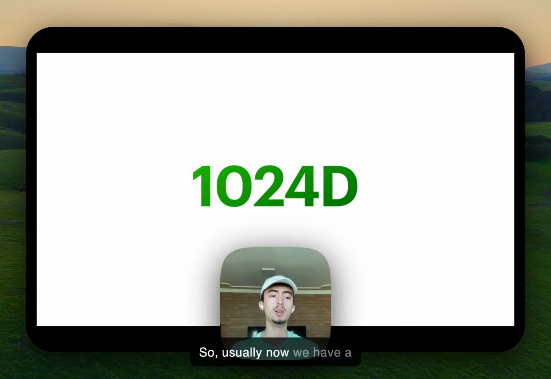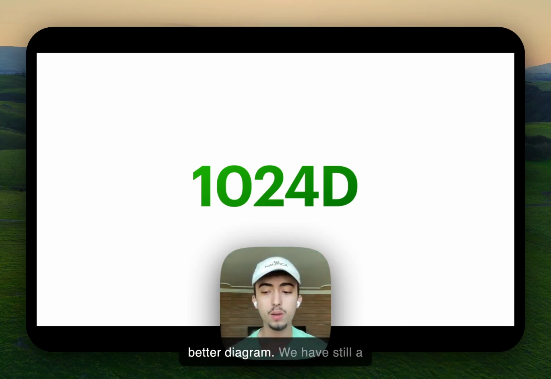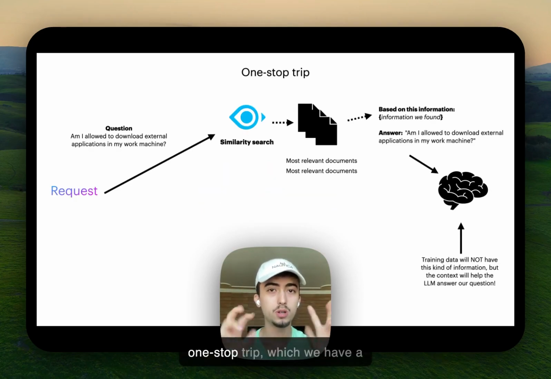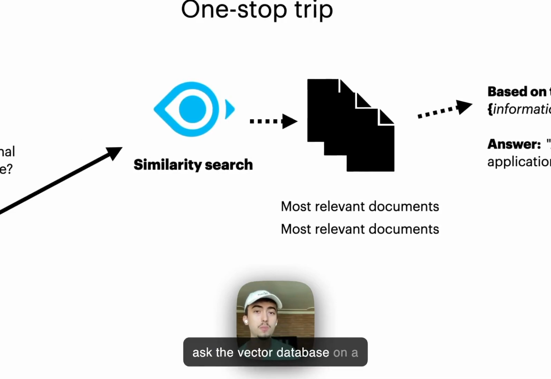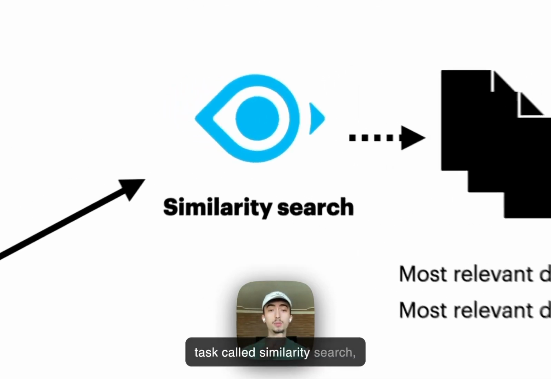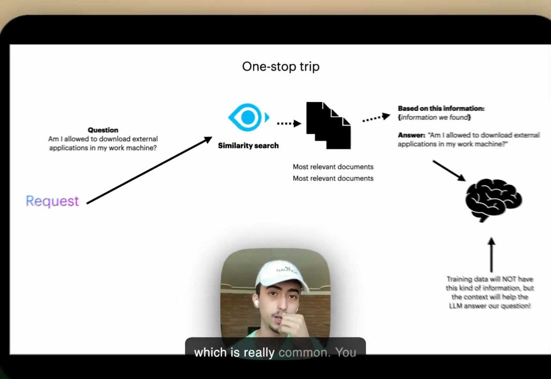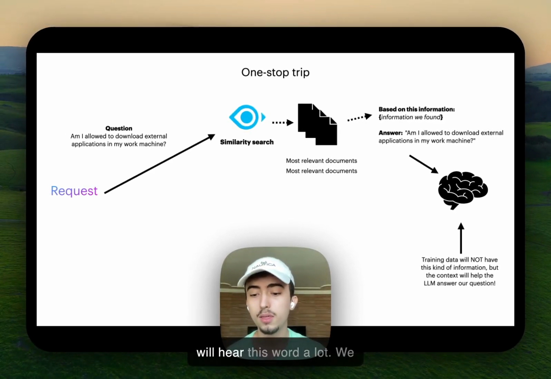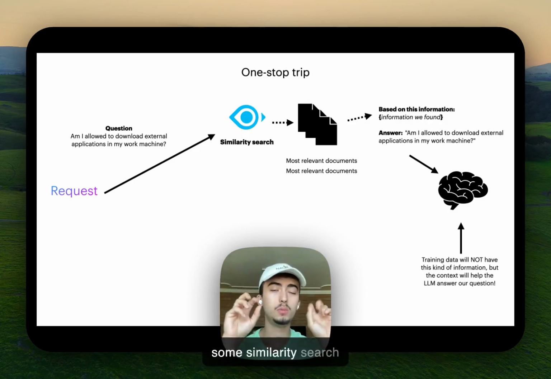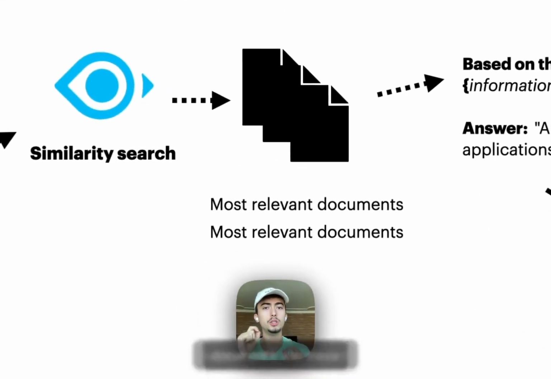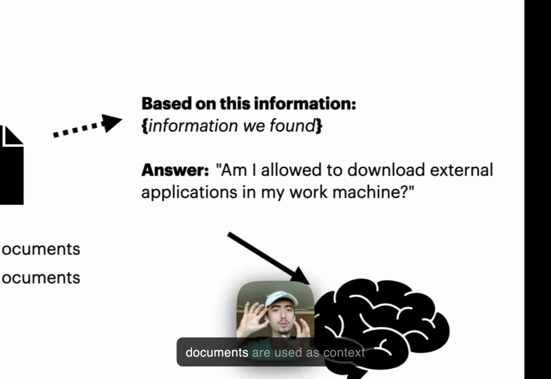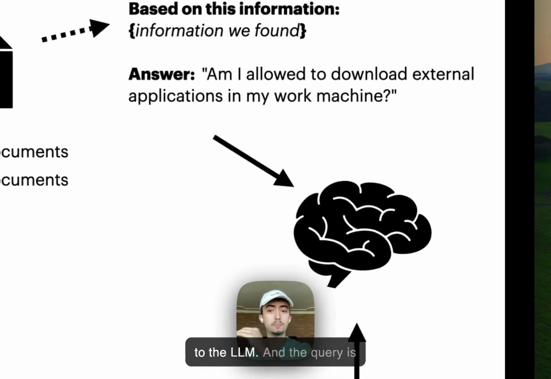So usually, now we have a better diagram. We have still a one-stop trip, in which we have a request with a question. We ask the vector database on a task called similarity search, which is really common. You will hear this word a lot. We take our question, we make some similarity search somehow in our database. We retrieve the most relevant documents, and these documents are used as context to the LLM.